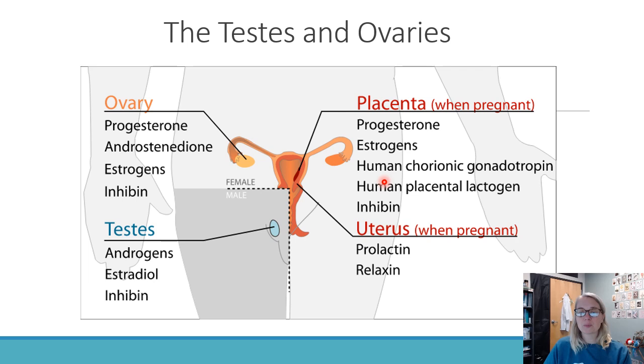If a female is pregnant, the placenta will also release hormones. The placenta is a temporary organ of pregnancy, releasing progesterones, estrogens, HCG, inhibin, and human placental lactogen. And then the uterus itself will release prolactin and relaxin, helping loosen up those joints, getting ready for delivery. So your reproductive hormones are primarily maintaining your reproductive system and the ability to make offspring.